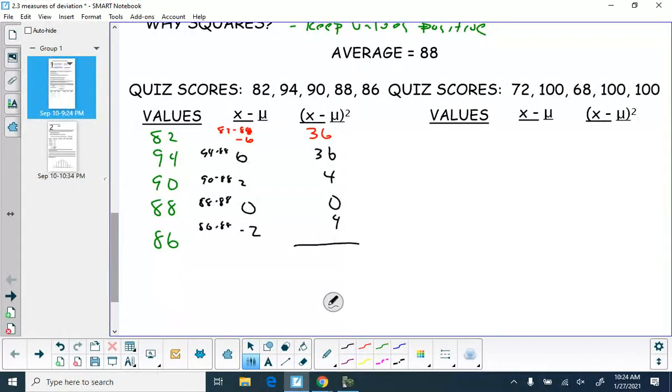We add down our last column. So we have 36 plus 36 plus 4 plus 0 plus 4. We get a value of 80. Then our variance is the sum of x minus x bar, or mean, squared, divided by how many we have, which is 5. We have a total of 5 here. So we come down to a value of 16.